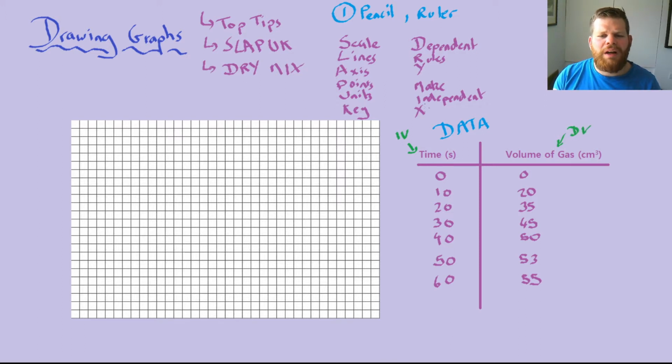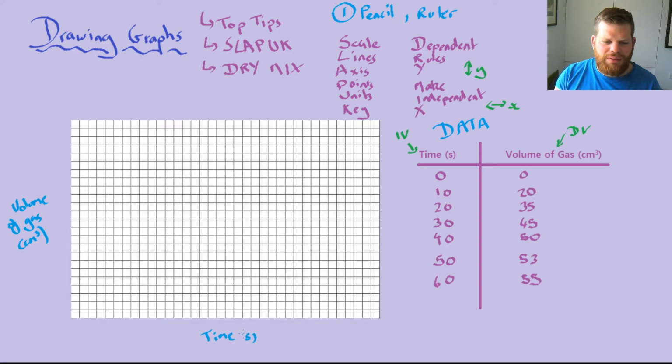Now, what do I mean by X and Y? These are the axes. The Y-axis is the axis that goes up and down. The X-axis is the one that goes across. What we know about our graph is that the volume of gas goes on the left here, in centimeters cubed. And down the bottom, we've got our time in seconds.